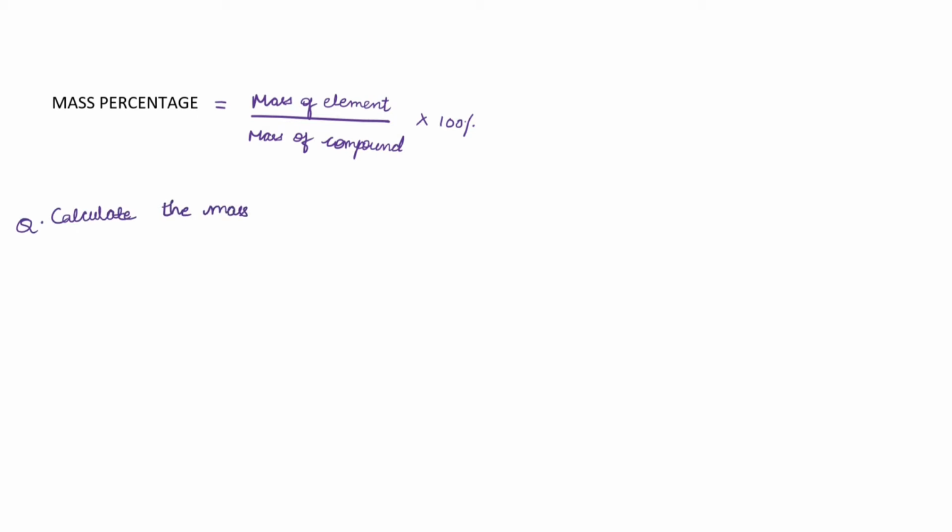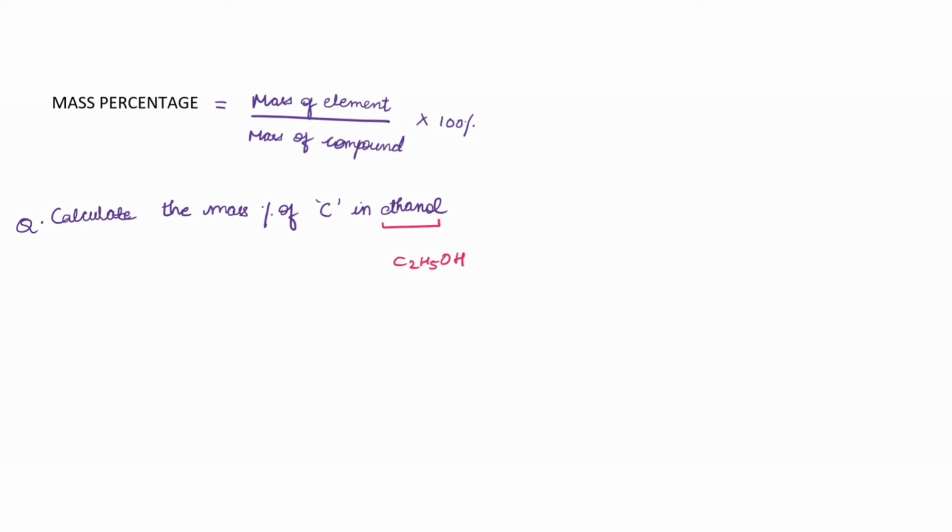Simple, as the name suggests, mass percent means the mass of that element by the total mass of the compound into 100. So let me give you a question. Calculate the mass percentage of carbon in ethanol. First of all, we need to know what ethanol is. Ethanol is an alcohol because it ends with OL. Okay, so eth means 2. So there are two carbons.